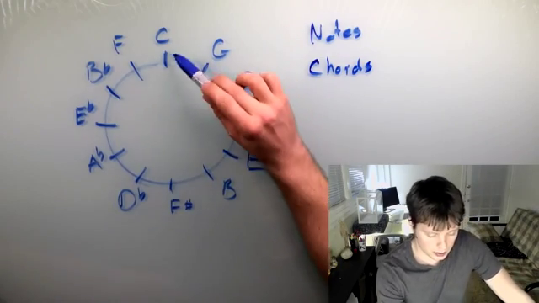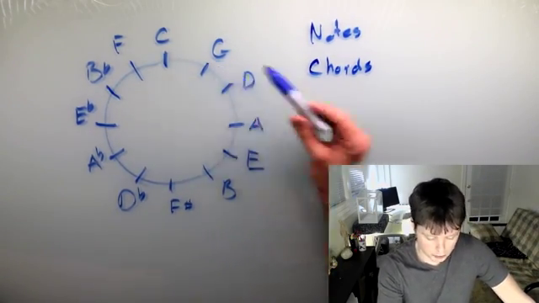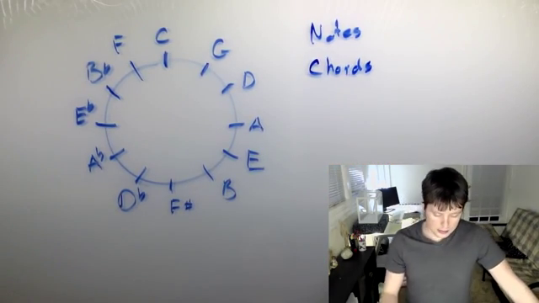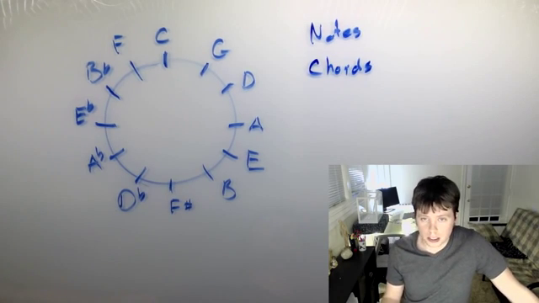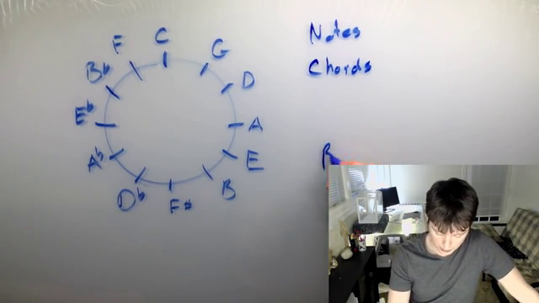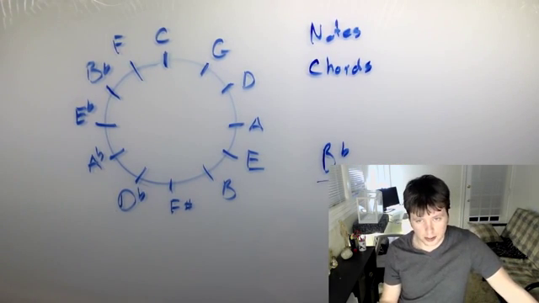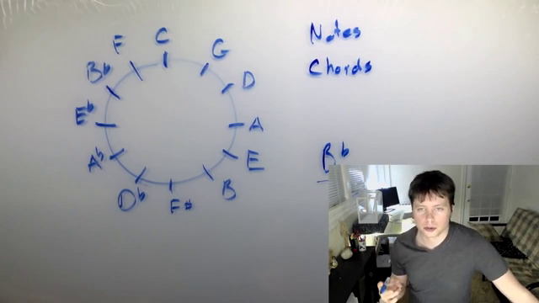So let's suppose that this C now represents a C major, the G represents a G major, D major, A major, and so on. So let's also suppose that we're in the key of B flat, right? And our root chord in this key is B flat major. Now there are 2 chords that are probably the most important chords in any key.